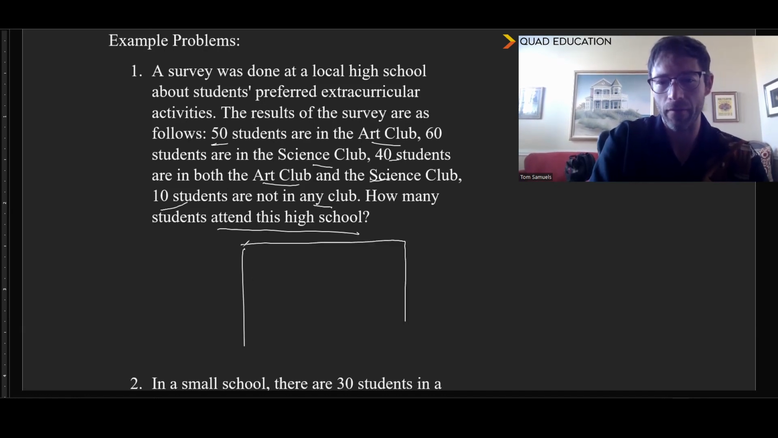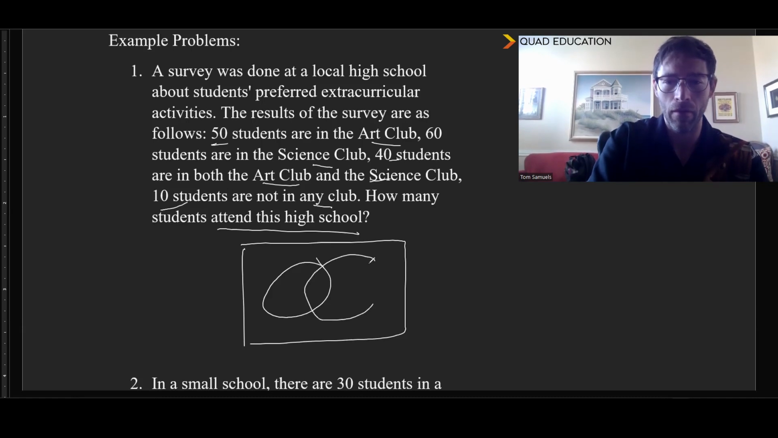So we've got our Venn diagram. First of all, let's say 10 are in no club. We have 50 students in the art club, and that's, again, this whole set. We don't know what the both is yet. And then we have 60 students in the science club.